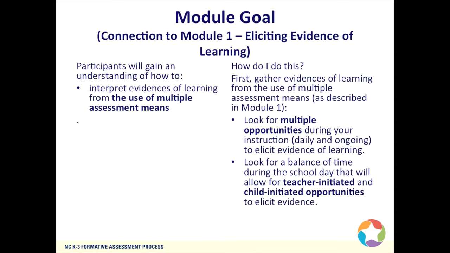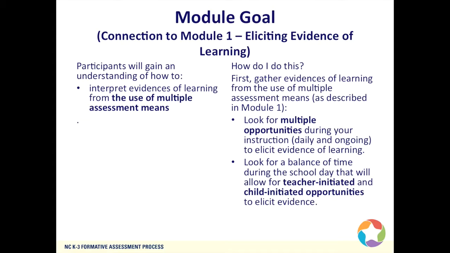Let's revisit some of our learning from the first module, eliciting evidence of learning. Because part of our goal involves using multiple assessment means, which we learned in the first module, we want to use multiple assessment means when we interpret evidences of learning. So how do I go about doing this?